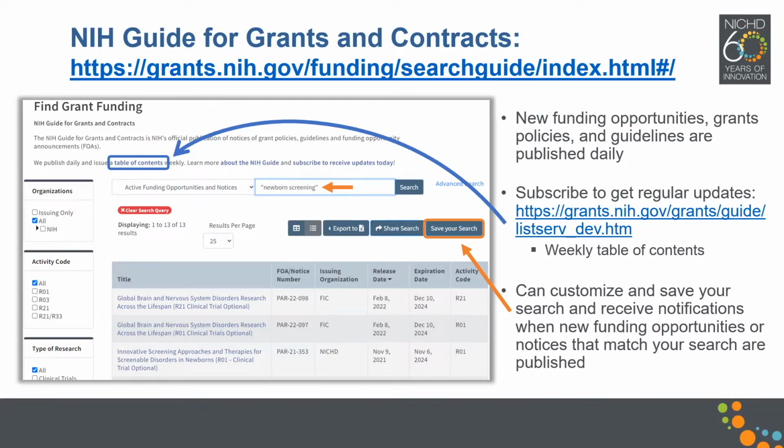So one way that you can stay on top of all of these new publications is to subscribe, and you can get a weekly table of contents that summarizes all of the new notices, policies, and funding opportunities that were published that week. You can also develop a customized search, as I'm showing for newborn screening, and then you can save your search and receive notifications when new funding opportunities or notices are published that match your search criteria.